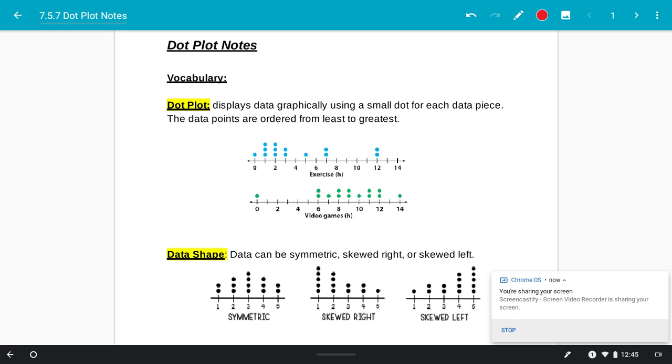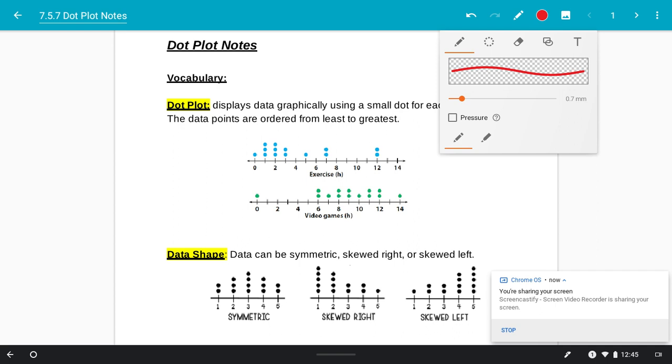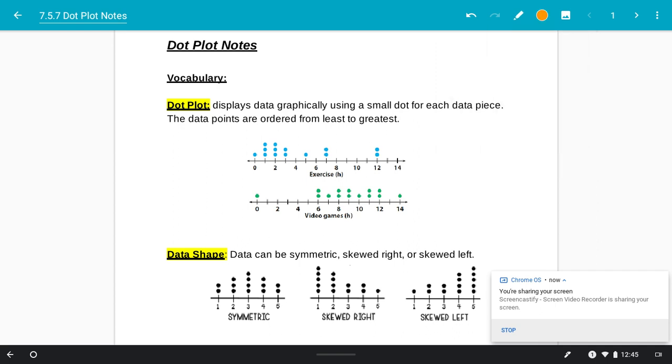So I'll go through with the highlighter here. The first dot that we're seeing is talking about 0 hours per week. We then see these 3 dots above the 1 hour per week. And what that's saying is that there were 3 times that somebody reported that they worked out or exercised for 1 hour per week. You will then see 3 dots for 2 hours per week, 2 dots for 3 hours per week.